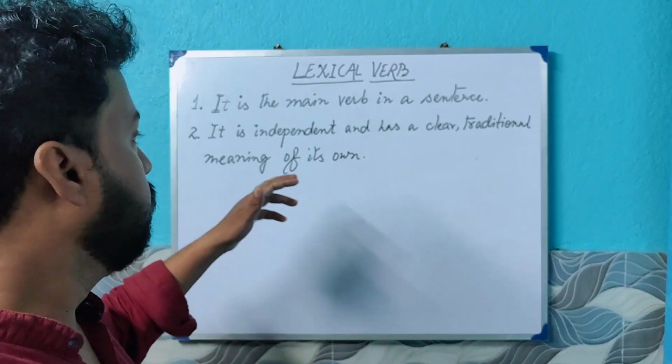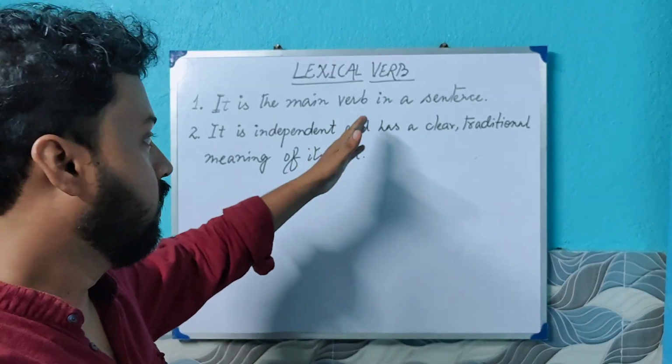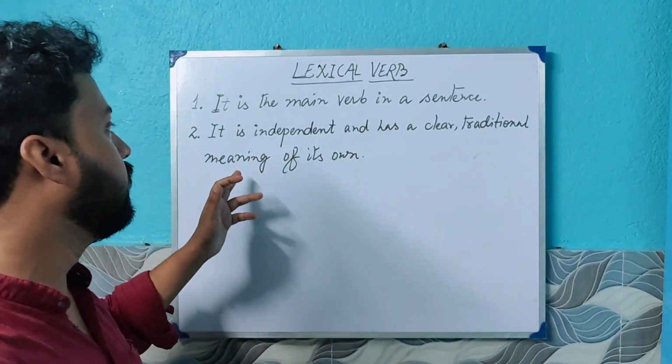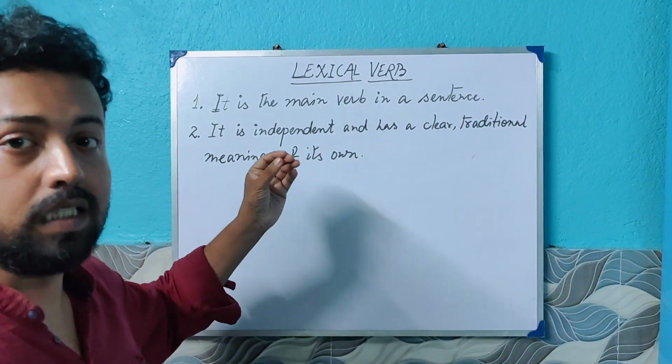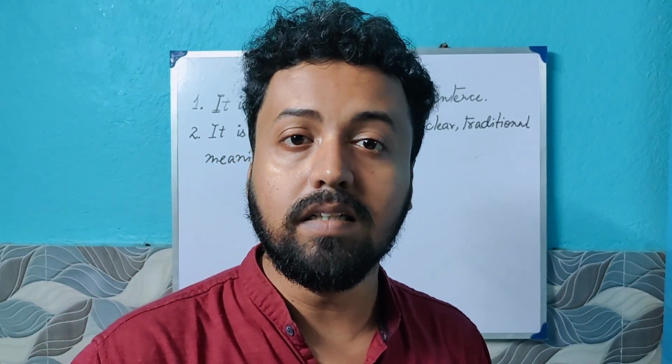A lexical verb is independent and has a clear traditional meaning of its own. It is the vital point of a lexical verb. It carries a clear traditional meaning, the meaning that we learn from vocabulary. For example, running means to run, or jumping, or swimming, or sleeping. It carries a clear traditional meaning that we have learned from our elders, from our teachers, basically also from the vocabulary. That is why it is called a lexical verb in the first place, right?